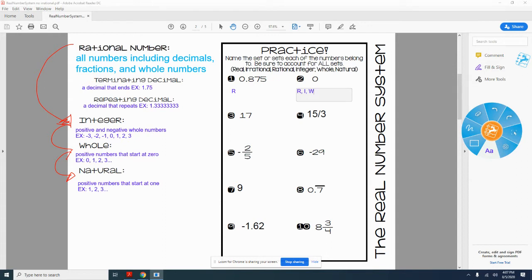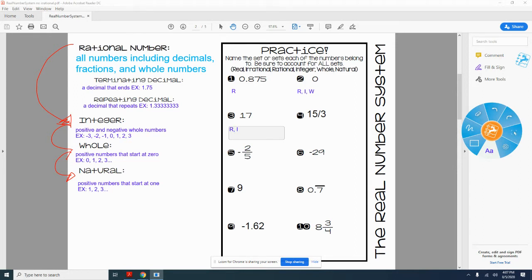So let's look at number 3, 17. Well, we already discussed how every number is a rational number, so 17 is rational. So we'll go down to integer. Is it a positive or a negative whole number? Yes, it is. 17 is a positive whole number. So it's on the number line on the positive side, okay? So it is an integer.